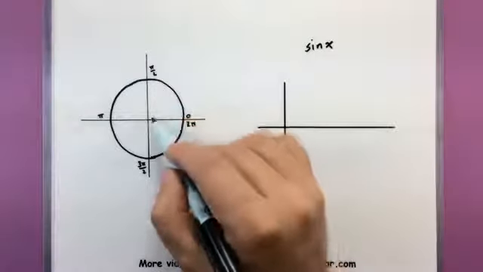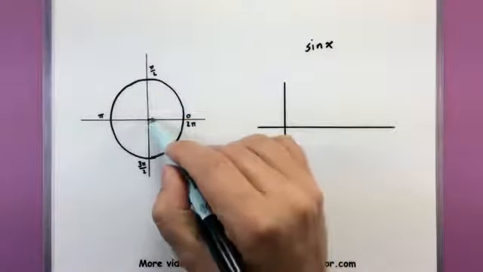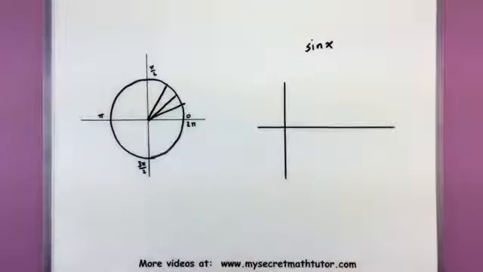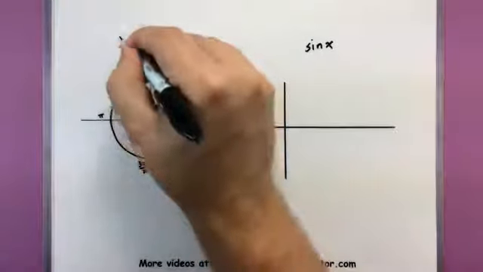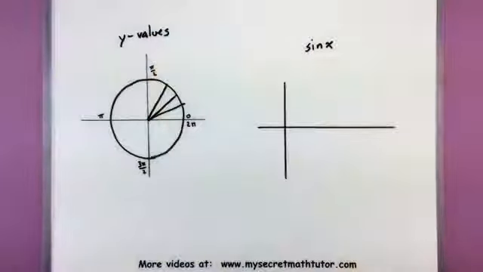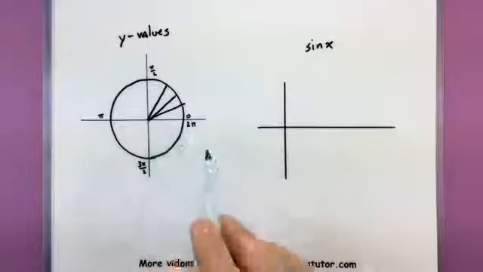You'd first want to think of what are some key angles on your unit circle. And since we are dealing with sine, you'd specifically wonder, hey, what are the y values? The process would be exactly the same if you were working with cosine, but then you'd work with the x values. So let's see what we get for some of our key values.